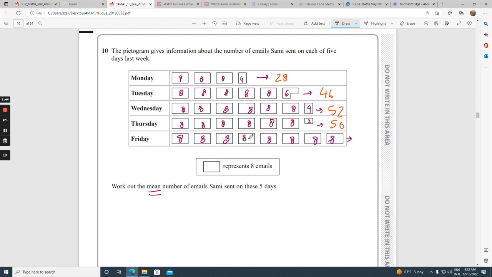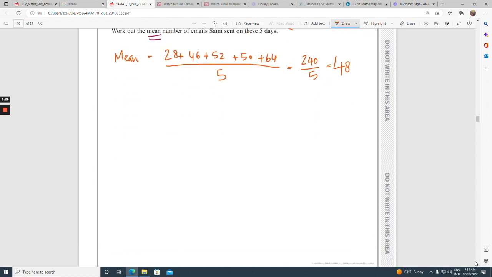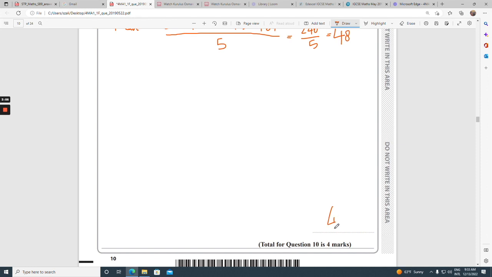Then 8, 16, 24, 32, 40, 48, 56, 64. So these are the total emails sent by him in the whole week. Now we will bring them together and add them. We add all of them, 28 plus 46, 52, 50, 64, and that gives 240. All the emails were sent in 5 days, so divide by 5 to find the average. 240 divided by 5 will give you 48. So the mean number of emails sent by Sami is 48. The answer is 48 emails. Anyways, let's move on to the next question.